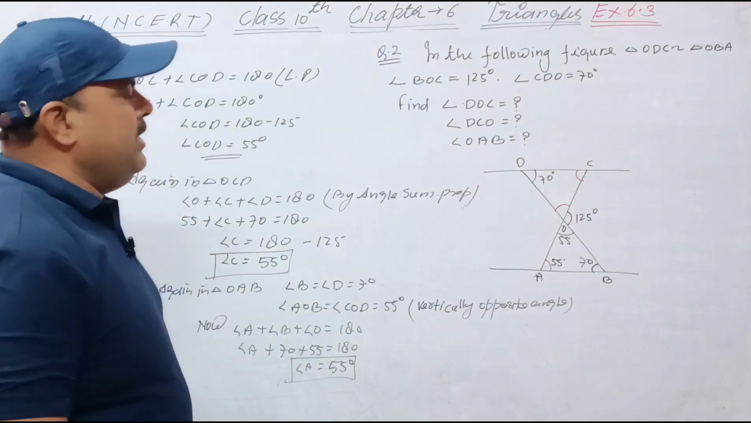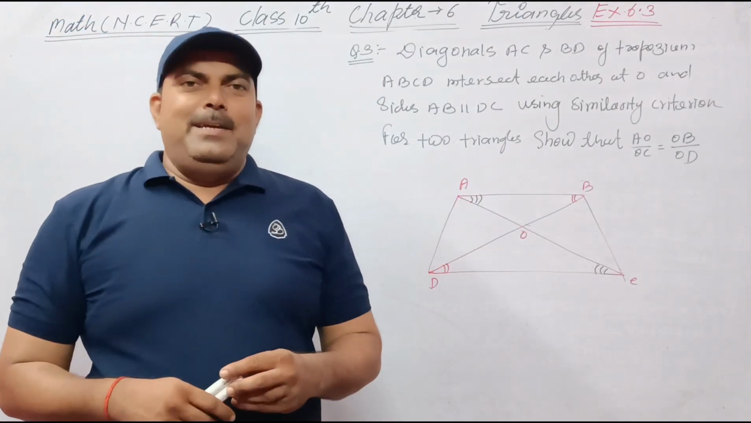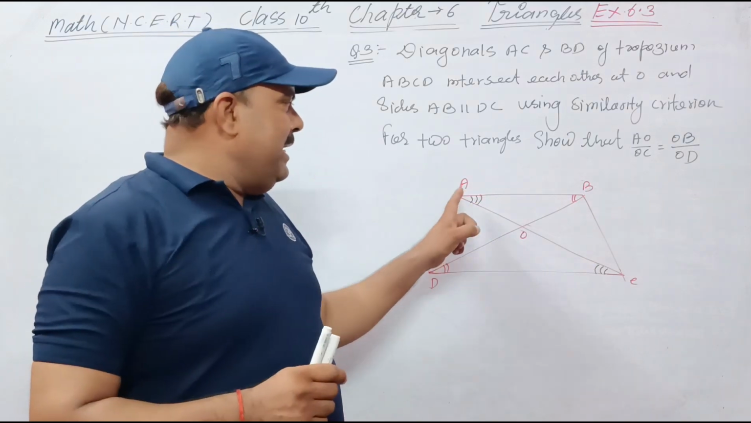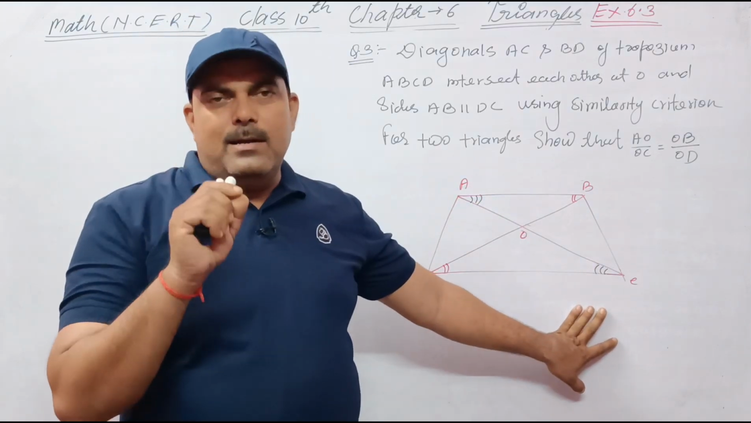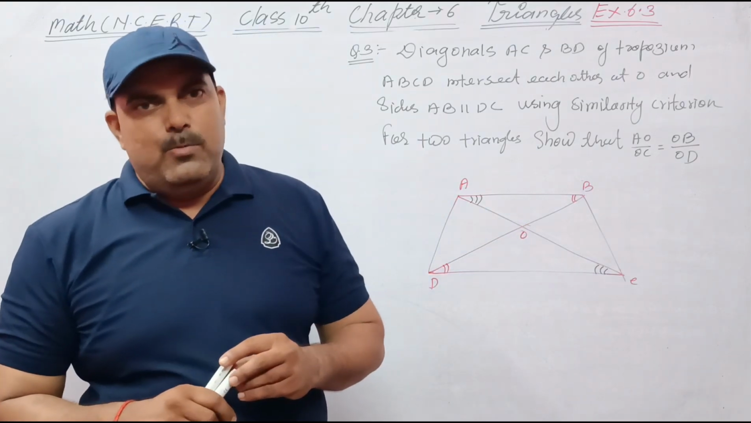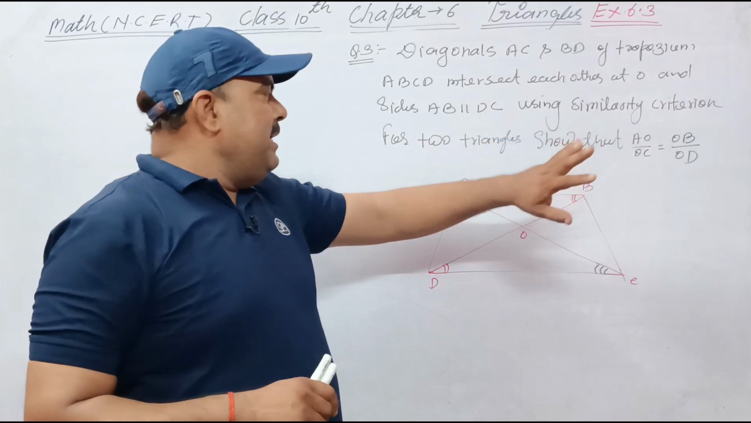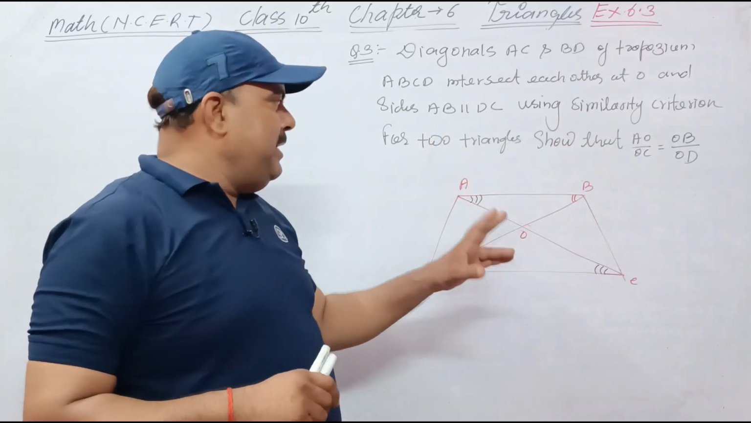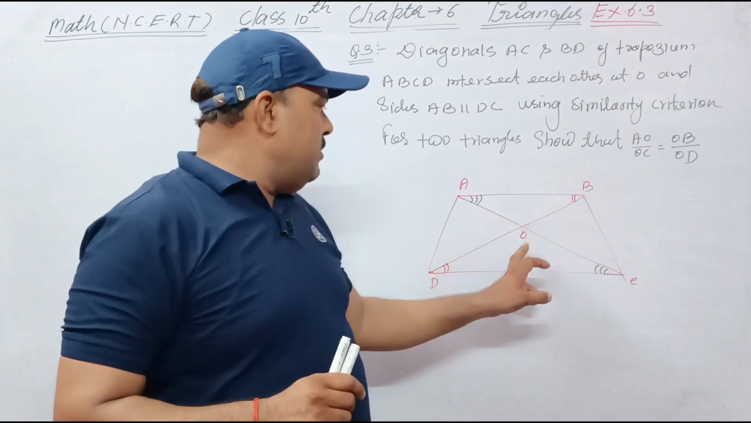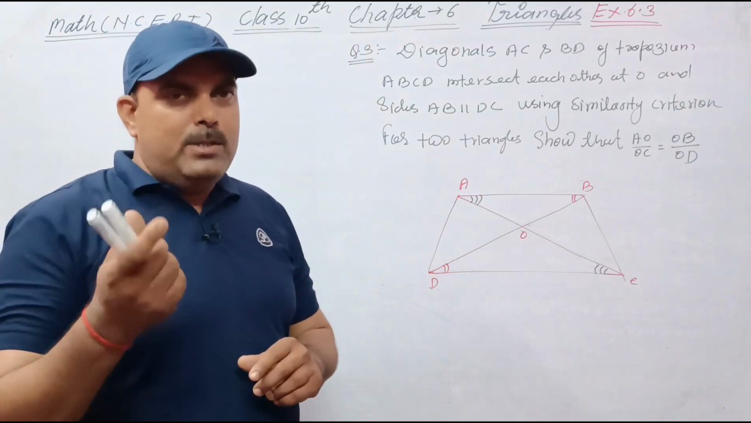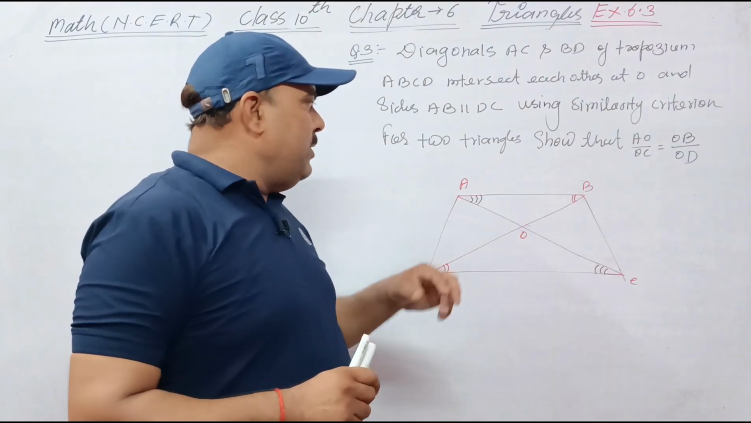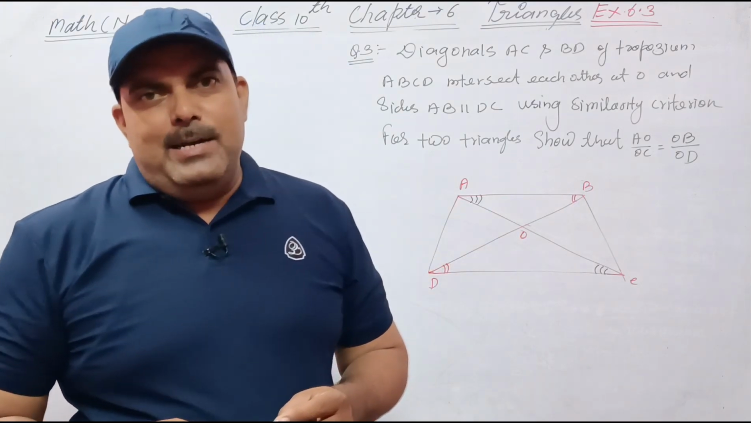Let's understand next question 3. In question 3, we have given that ABCD is a trapezium in which sides AB and CD are parallel and diagonals AC and BD intersect each other at O. By using similarity criterion for two triangles, we have to show that AO upon OC is equal to OB upon OD. For this, we have to prove that triangle DOC and triangle BOA will be similar triangles.